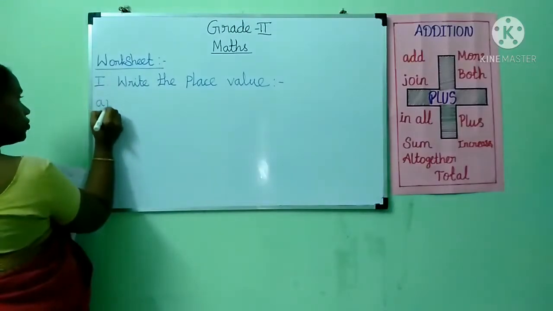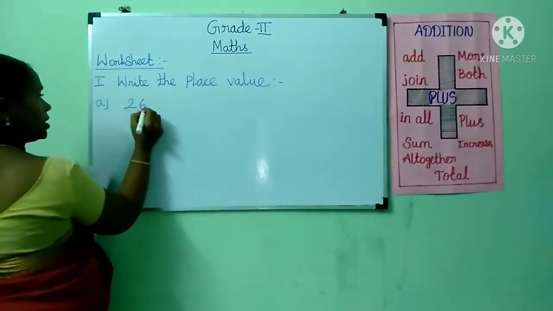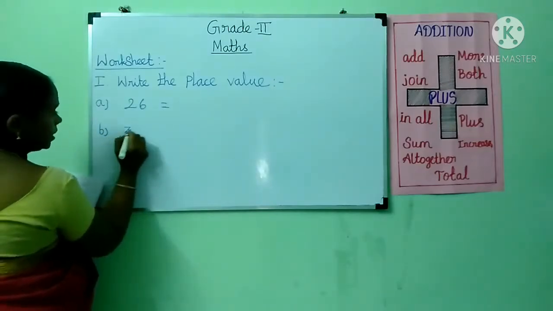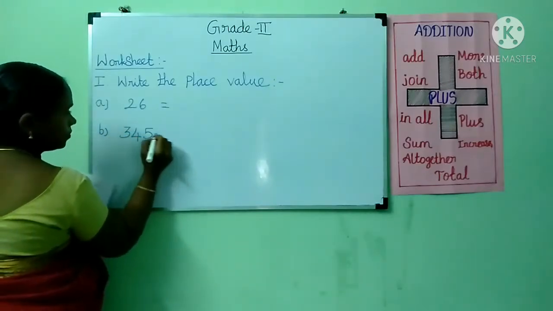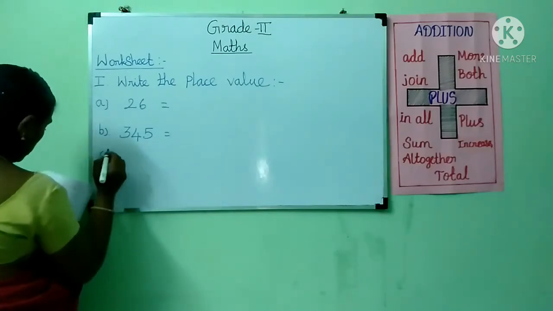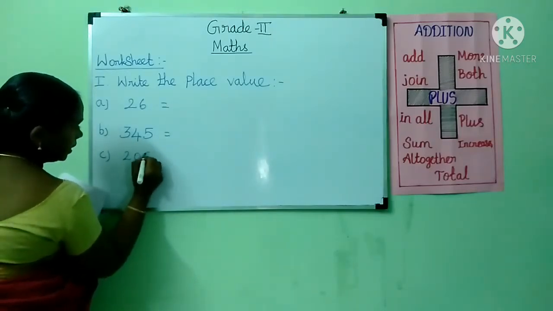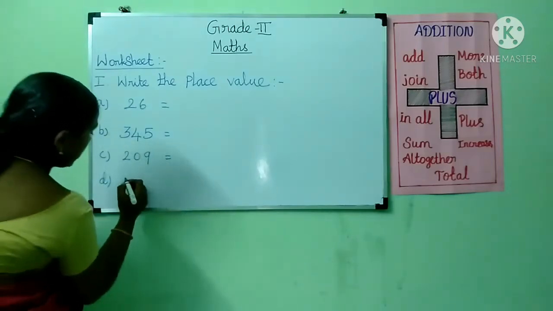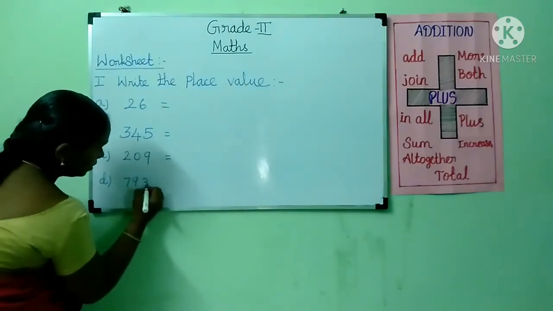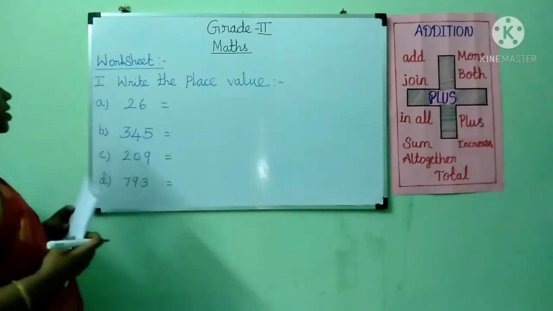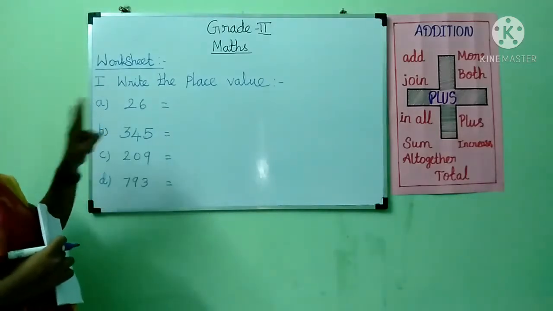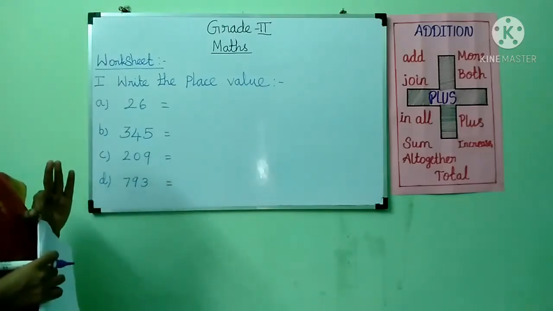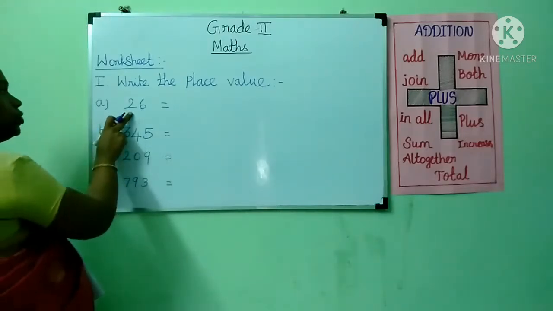See the first question, 2, 6, 26. The second question, 345. Then C question, 209. Next D question, 793. Are you clear children? The first sum only has 2 places. The other 3 sums have 3 places. Are you clear? Okay.